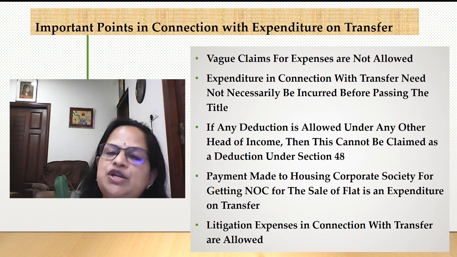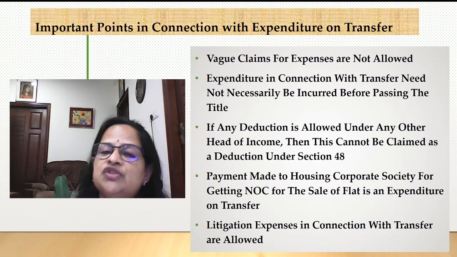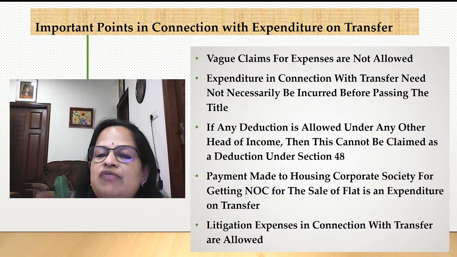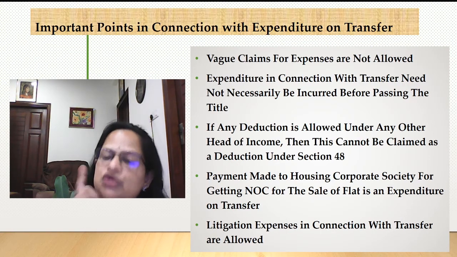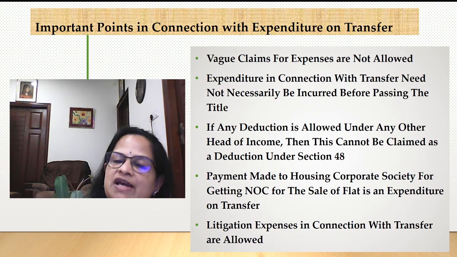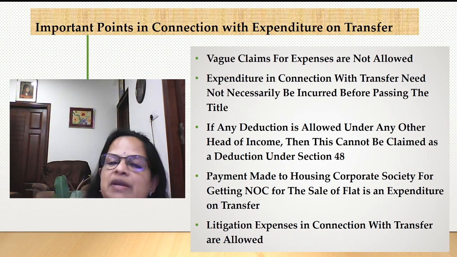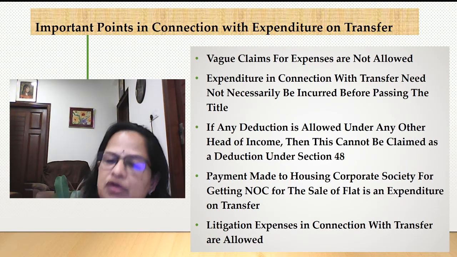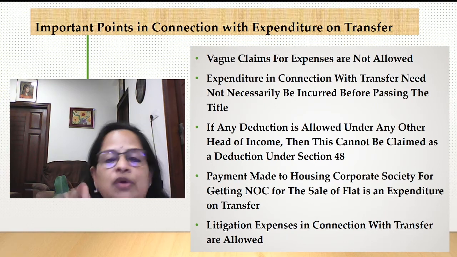Now, payment made to a housing cooperative society for getting an NOC, no objection certificate, for the sale of a flat, is an expenditure on transfer. Usually in apartments this rule is there, because some people may not pay the maintenance. So if a party wants to sell a flat, the owners association will give an NOC. Usually associations will charge a nominal amount. That also can be considered as an expenditure on transfer, because if you're selling an apartment without this no objection certificate from the association, you cannot sell the flat.